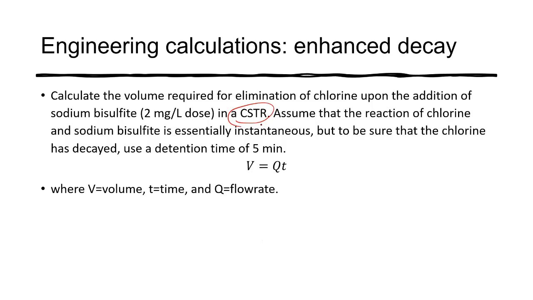And you're going to assume that the reaction is essentially instantaneous, but I've told you to use a detention time of 5 minutes. So in that case, T is 5 minutes. And again, you'll have a volume. So the volume will be different for the plug flow reactor and the CSTR.